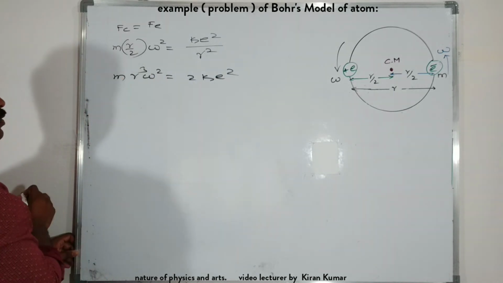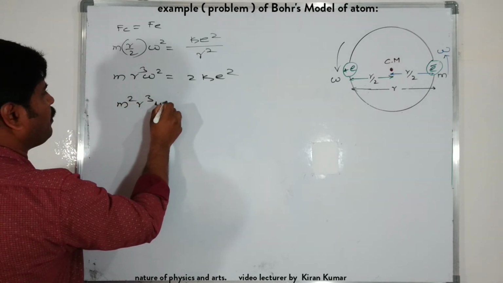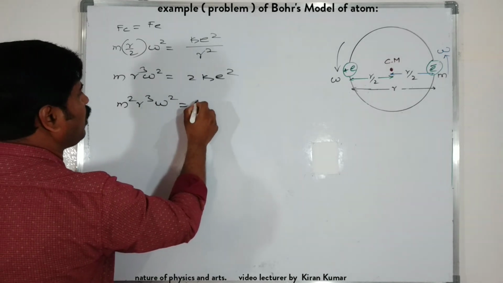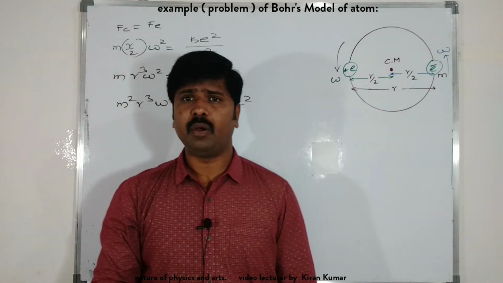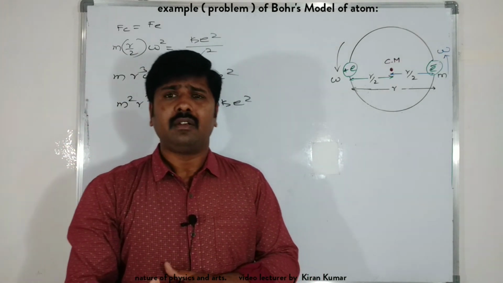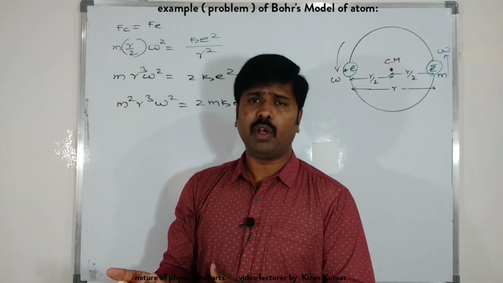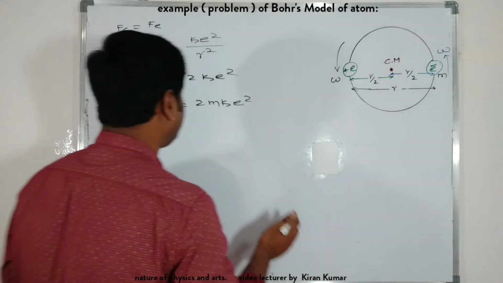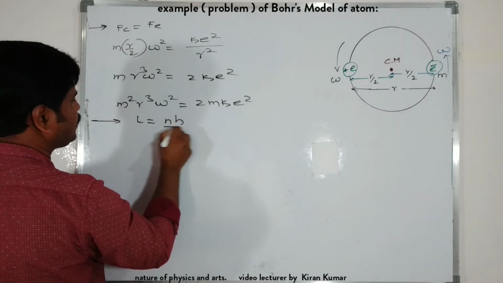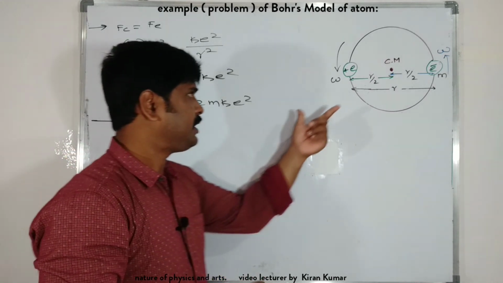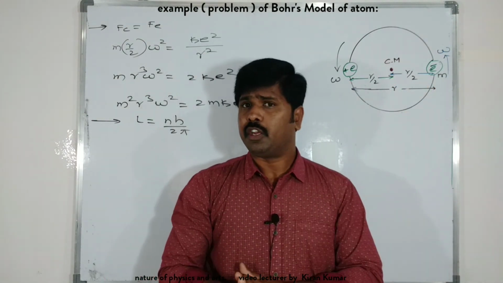Here I am writing r cube. Multiplying both sides with m, we get m square r cube omega square equal to 2 m k e square. Now, according to the law of conservation of angular momentum, the angular momentum of a revolving electron remains constant. That is the second postulate of the Bohr model of the atom, L is equal to n h by 2 pi. Here the distance is the same from the center to the positron and from the center to the negatively charged electron.